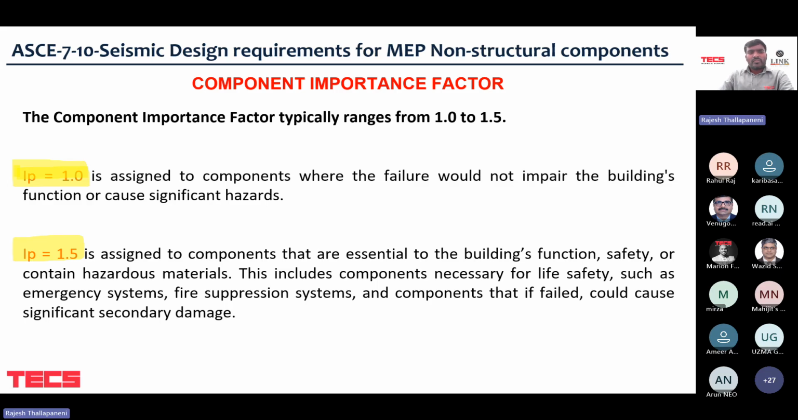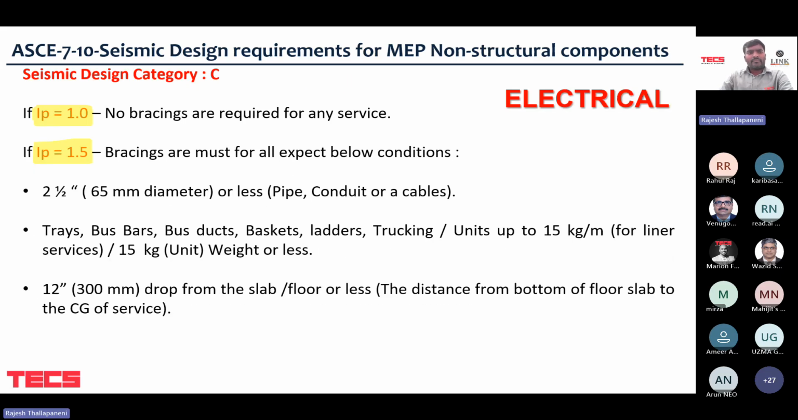Moving forward to electricals, say this is a case study, as I mentioned, that our building falls under category C. If the importance factor is 1, there is no need of providing a seismic brace. We can just drop with the threaded rod, a regular hanger type support, two threaded rods and a channel, and then we can leave it. We don't need to brace it again and do some additional seismic design. But if the importance factor is 1.5, we must provide a seismic bracing.